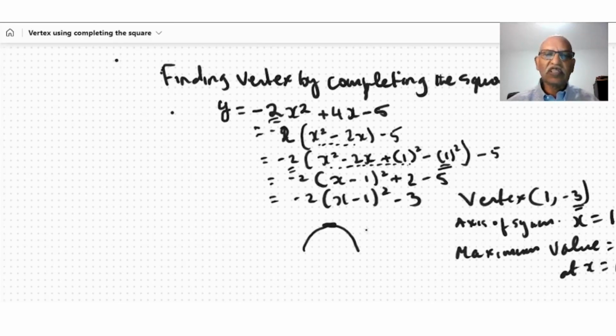So this is all the information. This is the axis of symmetry. We divide this parabola into 2 equal parts, which is x equal to 1. So that's all about completing the square. So remember that the coefficient of x squared must always be positive 1.